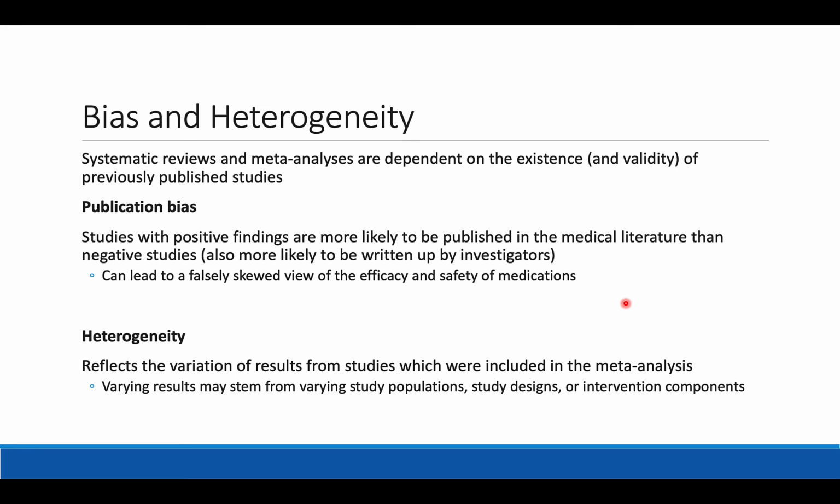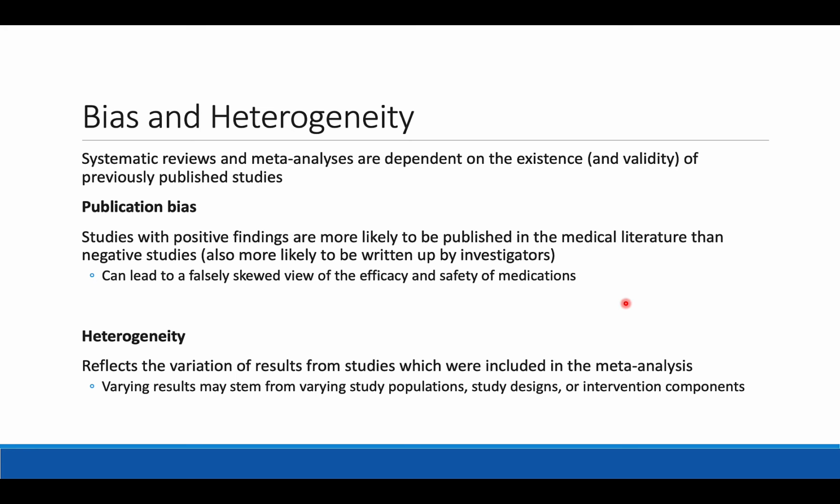Since we're totally dependent on previously existing literature to conduct a meta-analysis, if we only have positive studies, this can lead to a very falsely skewed view of the efficacy and safety of medications. To have a really accurate pooled estimate, we need to have all available data, positive and negative, to have the best possible estimate for practice.